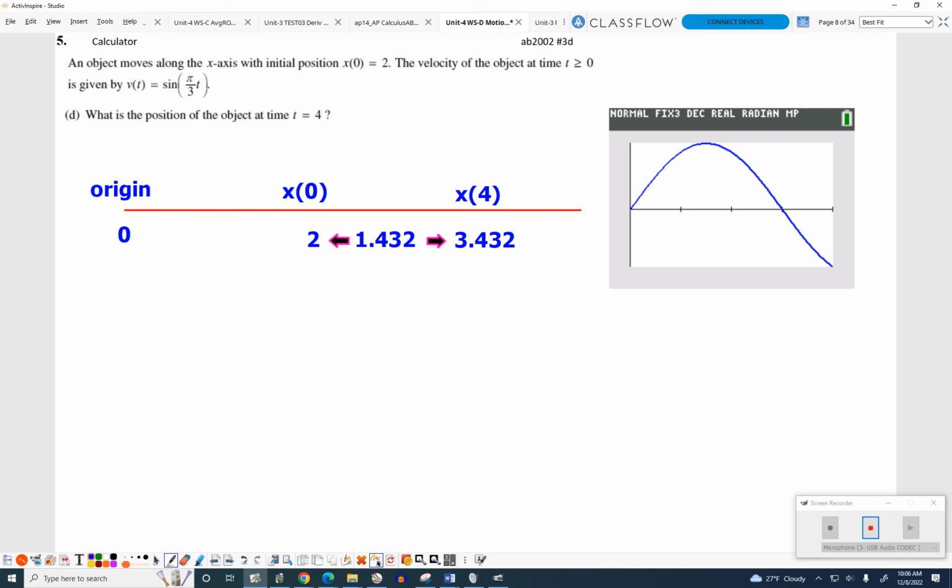Okay. They want to know the position of the object at time equal 4. In the buff packet, we learned about the most important formula in all of AP calculus. That formula is the fundamental theorem of calculus. To solve this problem, you're going to have to use the fundamental theorem. You have to be a variable.